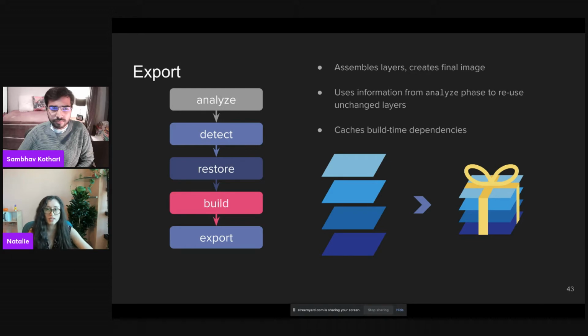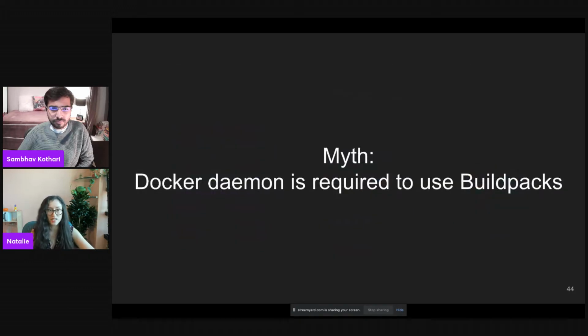Also, because of the metadata that was provided by the analyzer in the first phase, any layers that have not changed from the previous build will be reused, meaning that they will not be re-uploaded. And any build time dependencies that need to be cached for the next build are saved during export, either to a local volume or a registry image as the cache repository.